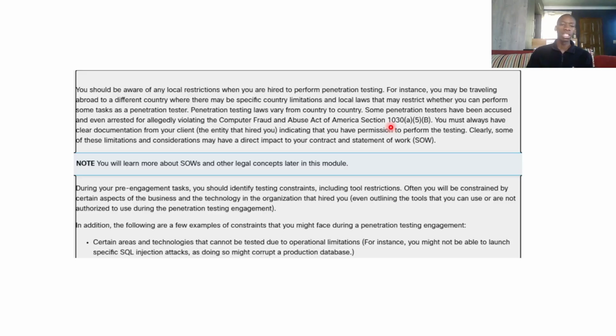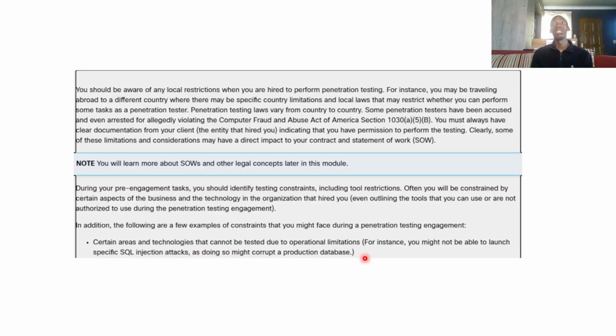Often we'll be constrained by certain aspects of the business and technology in the organization that hires us, even outlining the tools that you can use or are not authorized to use during the penetration testing engagement. There's a lot we have to consider. Certain areas and technologies cannot be tested due to operational limitations. For instance, you might not be able to launch specific SQL injection attacks, as doing so might corrupt a production database.